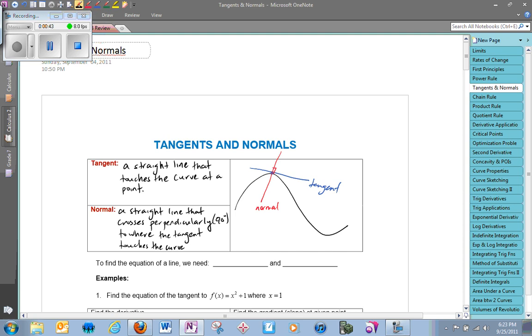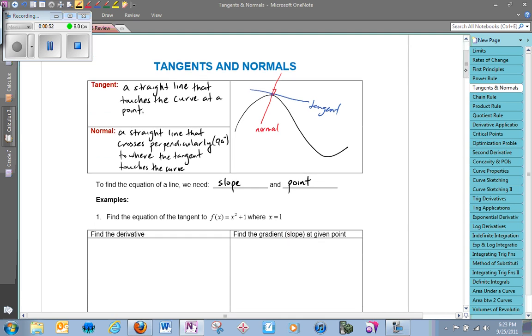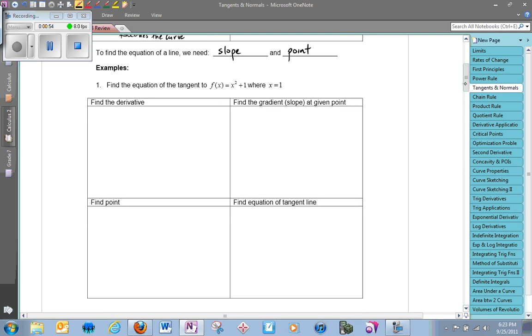So, in order to find the equation of a line, we need two things. Basically, you learned that in grade 9, and the first is a slope, and the second is a point. Now, we've already done a couple questions like this, so this shouldn't cause too much difficulty for you. So try it out by yourself, and then check your work, but here we go.